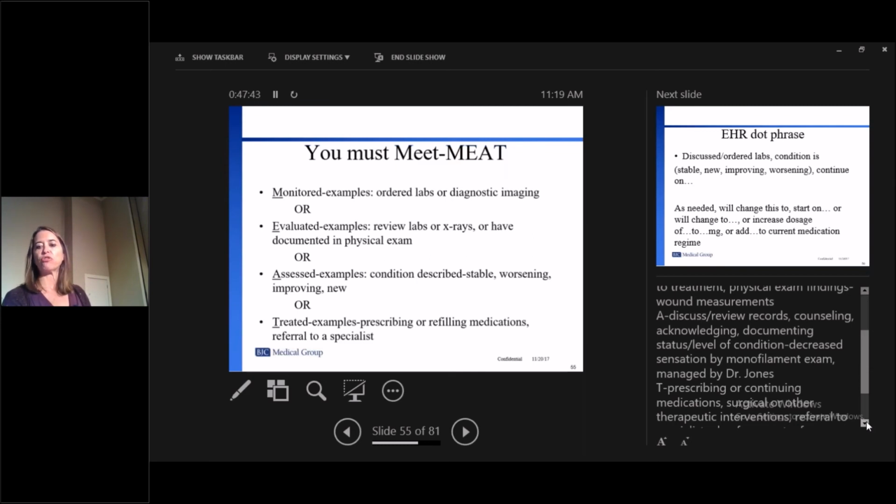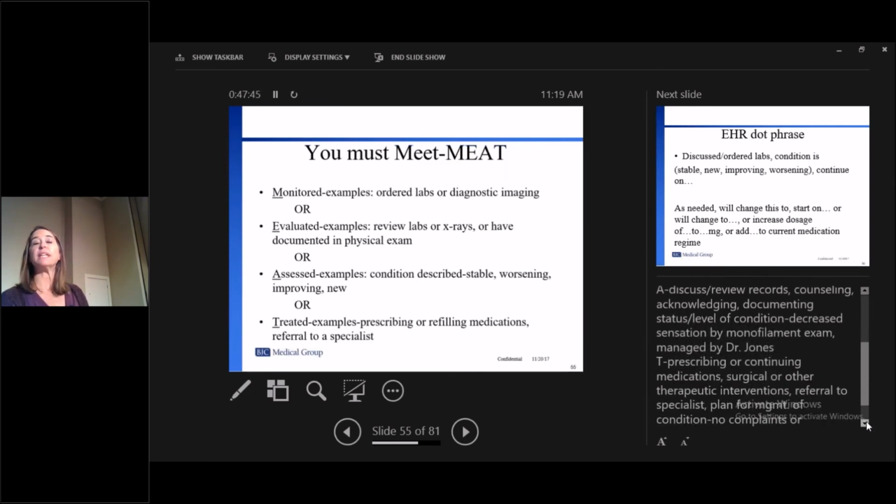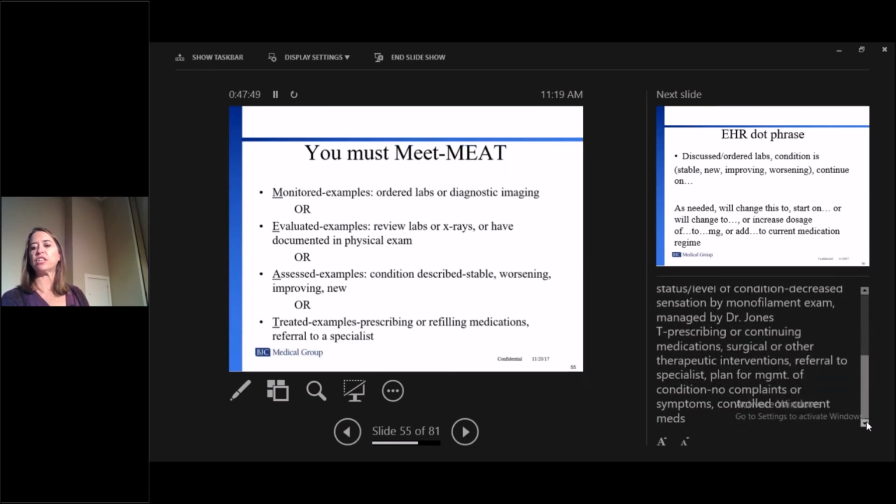treatment. So this is prescribing new or continuing medications, surgical or therapeutic interventions, referral to a specialist, and then a plan for management of the condition, such as no complaints or symptoms, controlled on current medications. As easy as that.